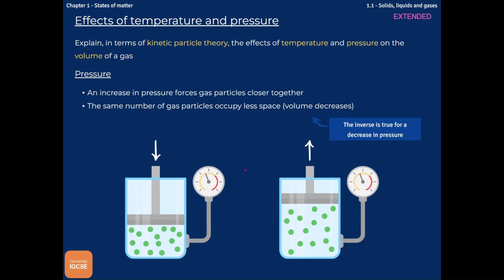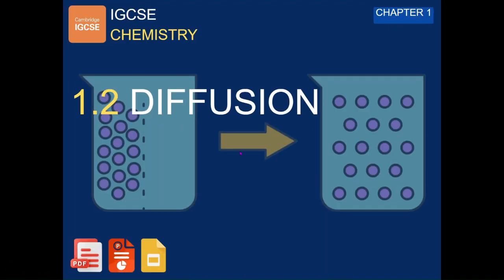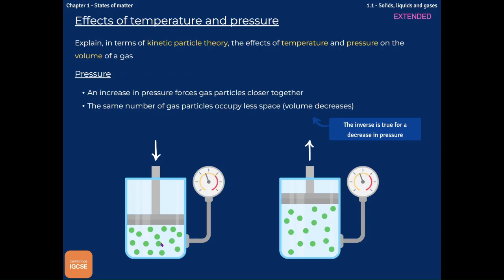An increase in pressure forces gas particles closer together. So the same number of gas particles occupy less space, volume decreases. So if you increase the pressure, everything has to get closer together, right? And they're going to occupy less volume, and so, oops, sorry about that. They're going to smash together more often, right? If they have less volume.